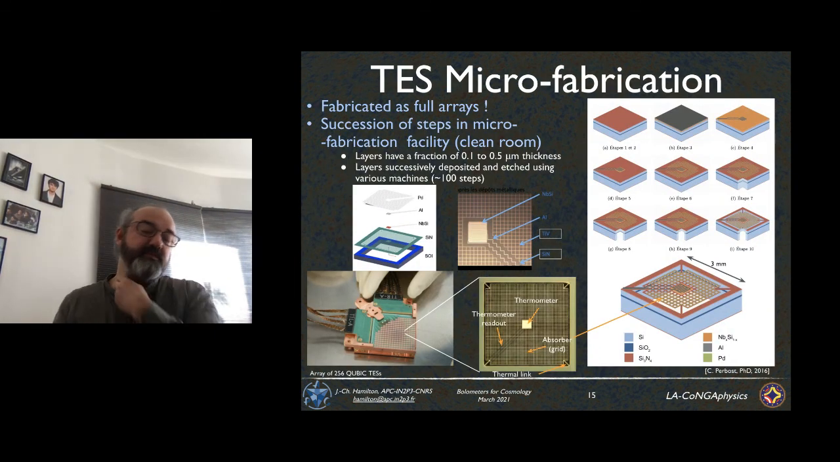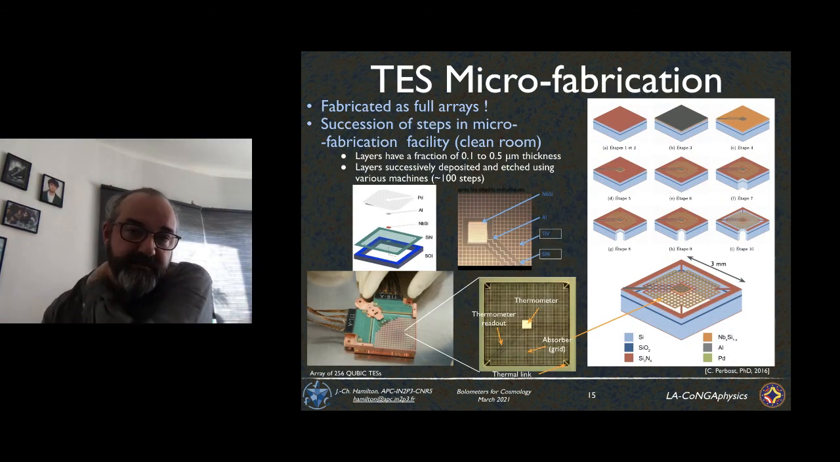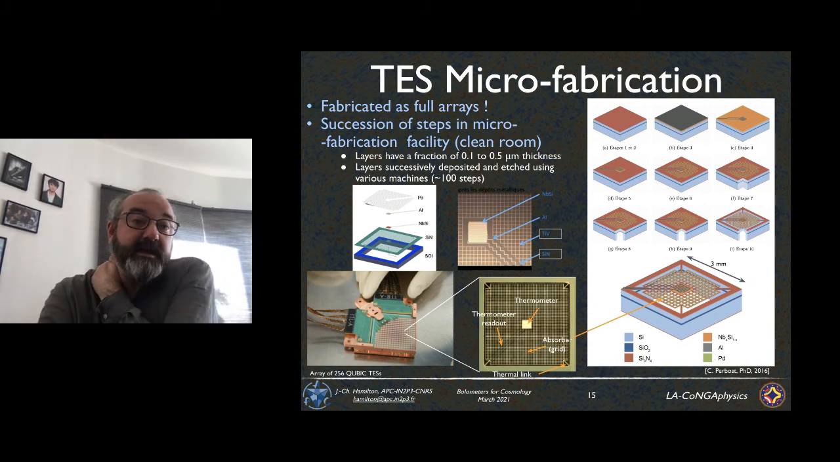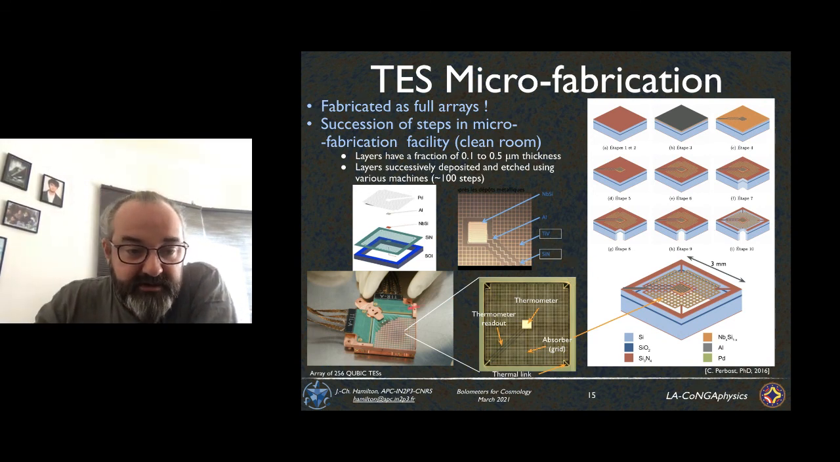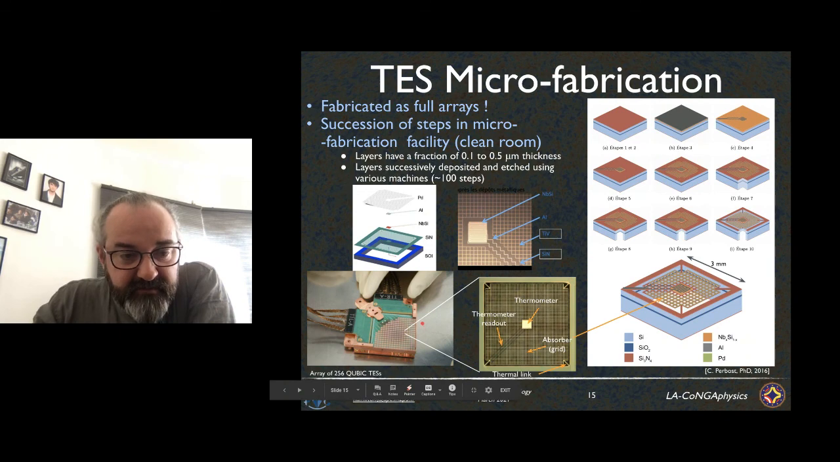Okay, one complicated issue with bolometers is their microfabrication. One great thing is that one can fabricate bolometers as full arrays, many bolometers on the same wafer. Here you have 256 cubic bolometers that are fabricated all together on an array, but the fabrication is very complicated.